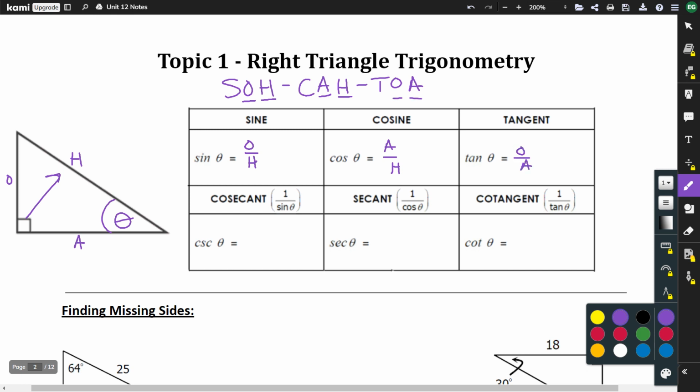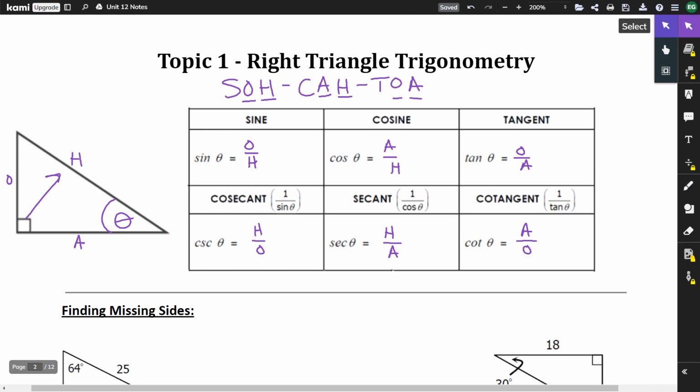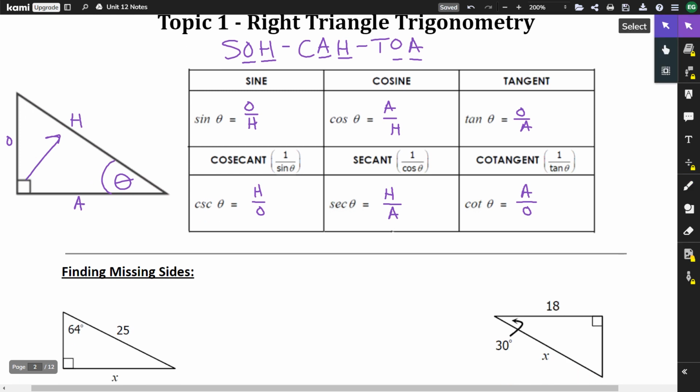Now we also have what we call the reciprocal functions, cosecant, secant, and cotangent, which are basically just the flipped versions, right? The reciprocals of the three functions that you guys already are aware of. So cosecant is going to be the reciprocal of sine, so we flip it. Secant is the reciprocal of cosine, and cotangent is the reciprocal of tangent. We won't use those ones as often in this class, but I do want you to be aware of them and know where they come from. Okay, they're the reciprocals of the big three that you're already aware of.